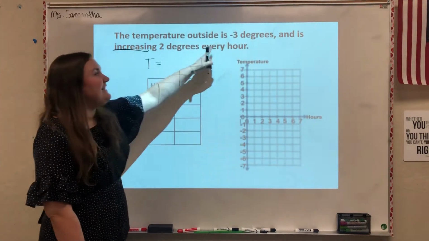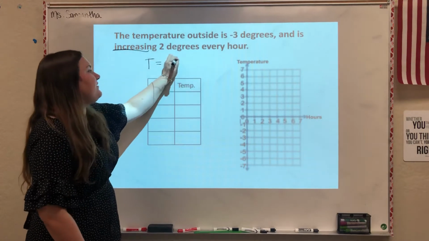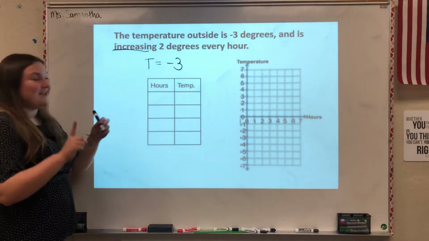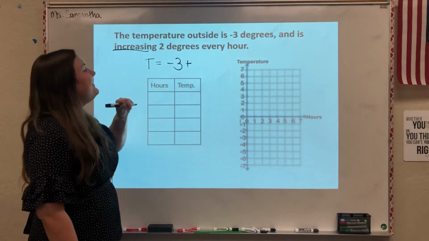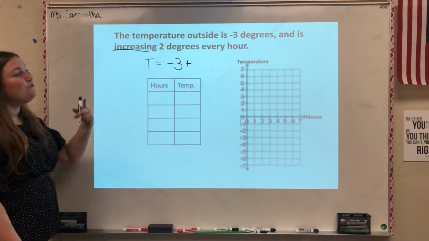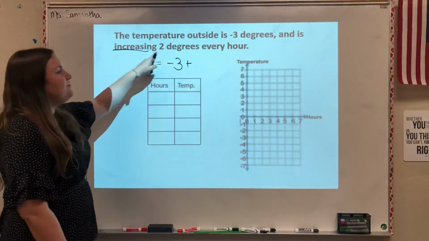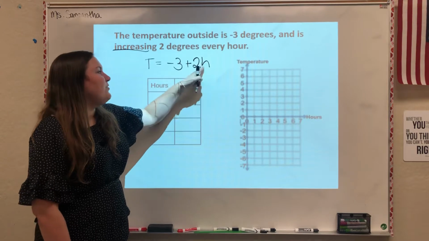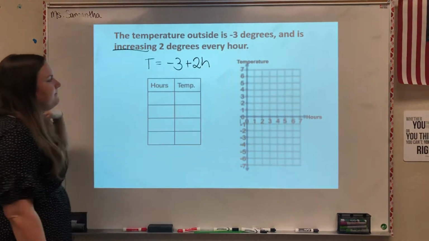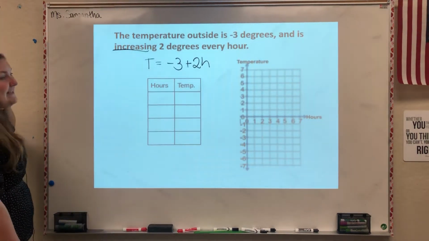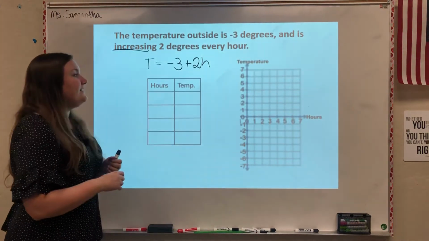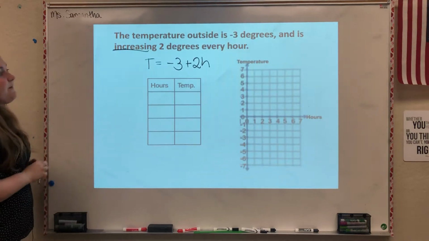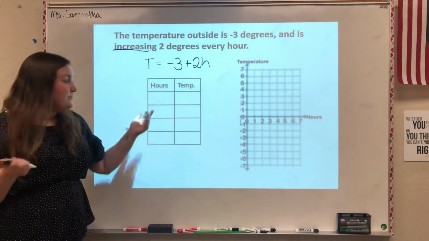I could say, it's starting here at -3 degrees. And it's increasing. I underlined increasing because that means it's going up. It means I'm adding to it. It's going up or increasing 2 degrees every hour. And 2 degrees every hour, lots of times we would say 2h, where h represents how many hours have gone by. That's a skill we did in our first unit, specifically in the lesson where we talked about equation word problems.